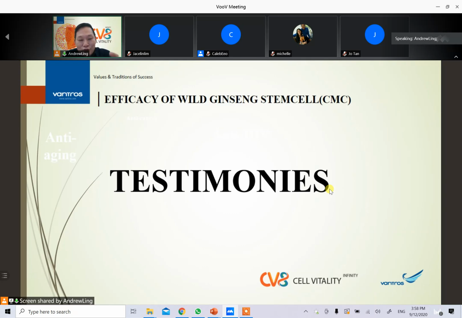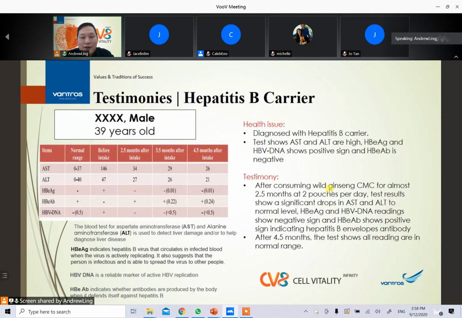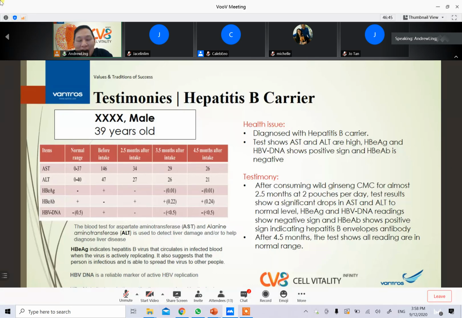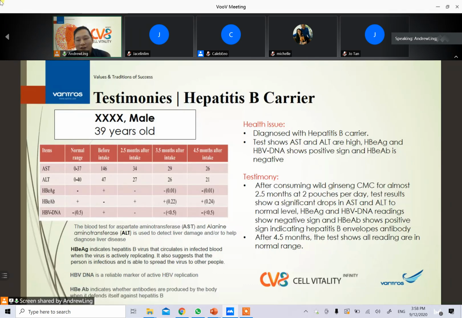That is why I'm going to show you some of the testimony or some of the research subjects which were done using the CMC stem cell. There's a lot of them. I will start off with the hepatitis B carrier. It is about the liver problem. Just now I mentioned that the liver protection is very good. This is one of the examples only.